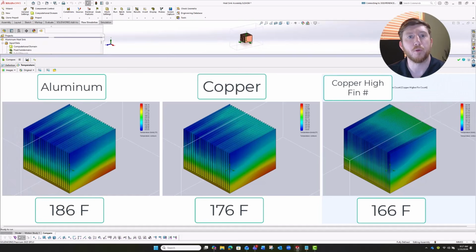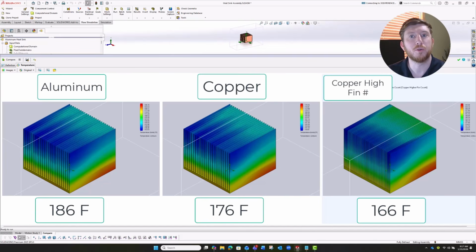Now let's compare our three studies. In this case, I'll be showing a side-by-side comparison of our heatsink temperature plots. As stated earlier, the simulation parameters are identical across all three studies. Only the geometry and/or material properties change between studies. As expected, our copper heatsink with a higher fin count maintains the lowest maximum temperature.